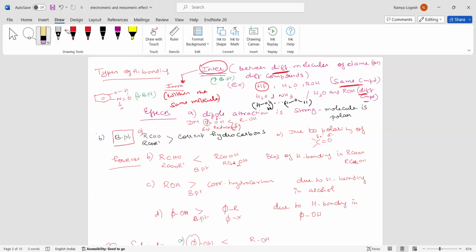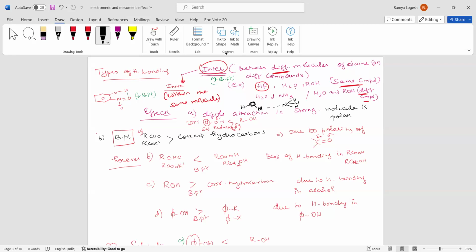Look at the second case, where the hydrogen bonding is happening between different compounds. Water is there. Hydrogen is bonded with an electronegative element, oxygen, and when this gets bonded with nitrogen, this is also hydrogen bonding. Water and ammonia, water and alcohol, this is also hydrogen bonding. In those cases, the boiling point increases.